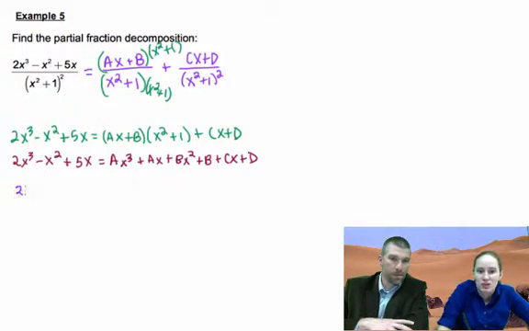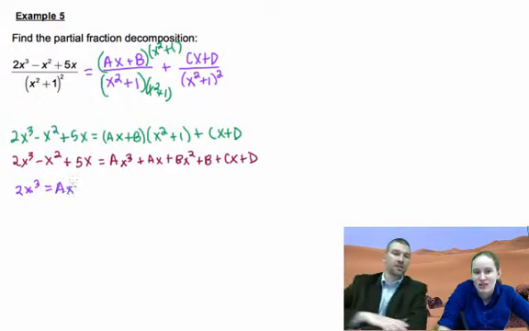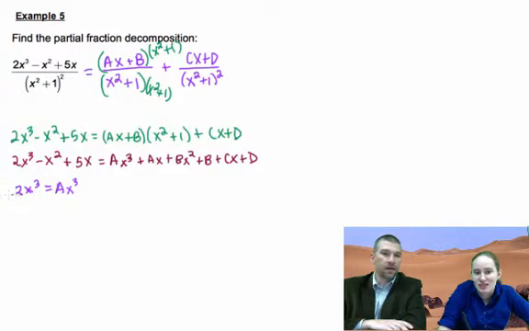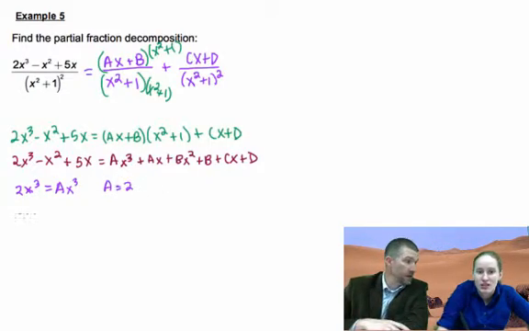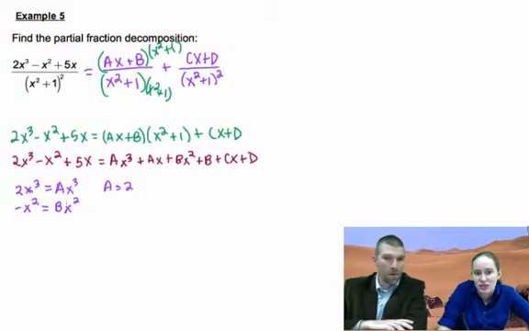So with 2x cubed go all of the x cubeds. But there's only one, so that means that 2 has to equal a. We know that now, so we can use that to our advantage later. Now negative x squared has to equal all of the things that have x squareds, which is just b. So negative 1 equals b.